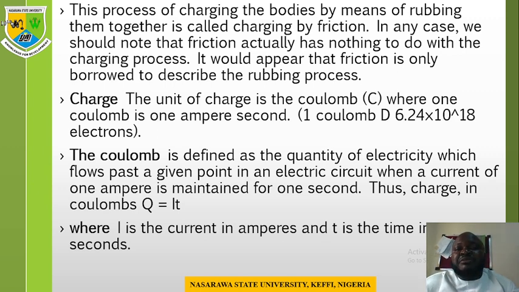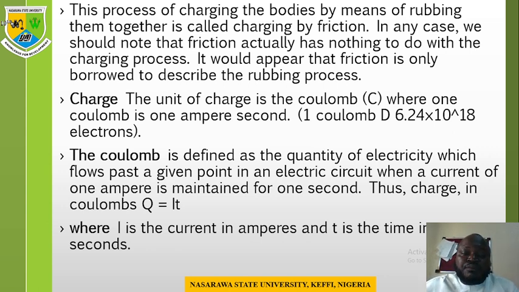Now, the process of charging bodies by means of rubbing them together is called charging by friction. In any case, we should note that friction actually has nothing to do with the charging process. It appears that friction is only borrowed to describe the rubbing process. Now, the unit of charge is the coulomb, where one coulomb is one ampere-second, and one coulomb is equal to 6.24 times 10 to the power of 18 electrons.